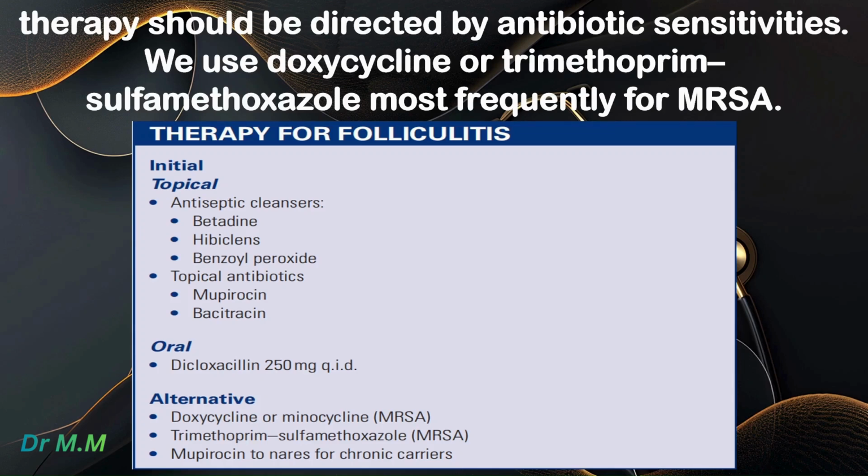Therapy for folliculitis. Initial. Topical. Antiseptic cleansers. Betadine. Hibiclens. Benzoyl peroxide. Topical antibiotics. Mupirocin. Bacitracin. Oral. Dicloxacillin 250 mg QID. Alternative. Doxycycline or minocycline, MRSA. Trimethoprim-sulfamethoxazole, MRSA. Mupirocin intranasal for chronic carriers.